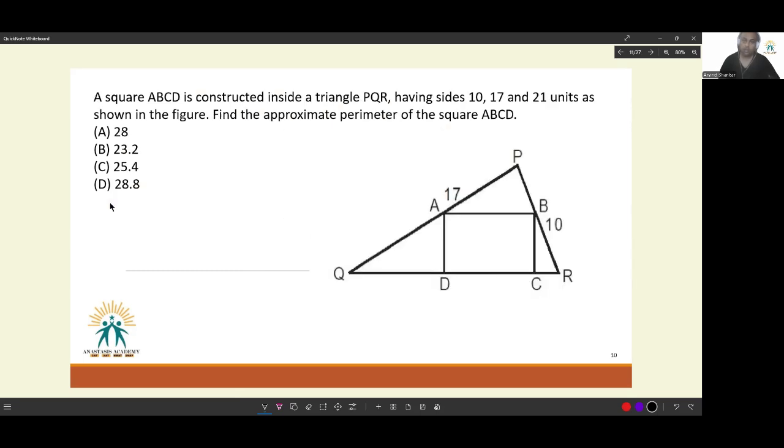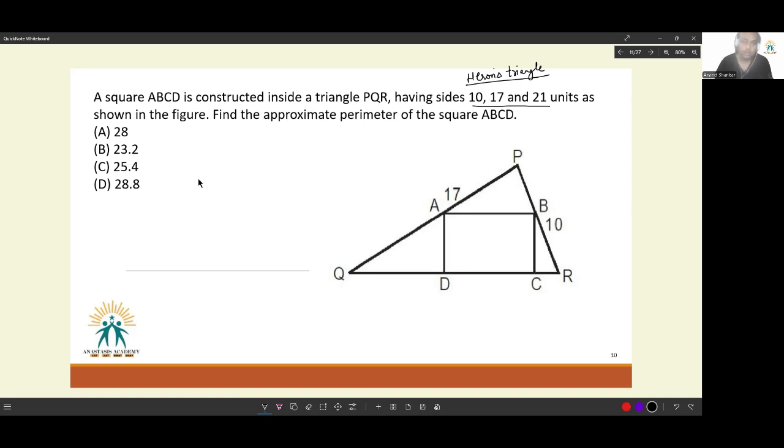Okay. Next, in square ABCD, a square ABCD is constructed inside a triangle PQR having sides 10, 17, 21 as shown in the figure. Find the approximate perimeter of the square ABCD. Now see here, this is a very, very useful triangle. Hopefully, we have come across this triangle earlier and are aware of how to handle this. This is what is known as a typical Heron's triangle.